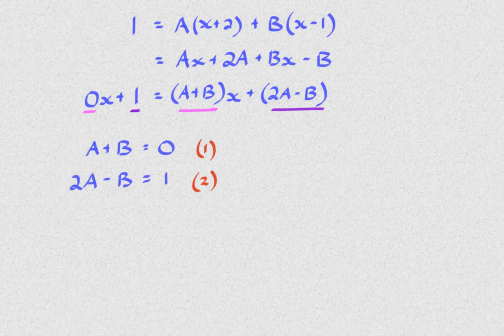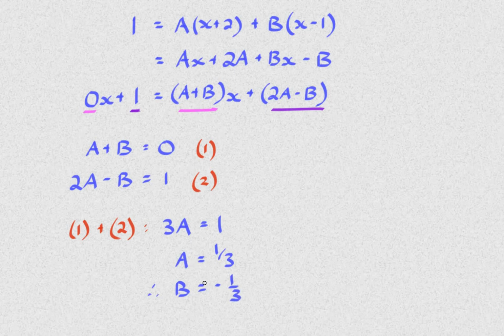There's different ways to do it, of course. One such way is to notice that we have a positive b and a negative b. So if we take both of our equations and add them together, well, that means b and negative b will cancel out. And so we get a plus 2a is 3a, and 0 plus 1 is 1. Therefore, a must be a third. And since we know that a is a third, then we can see b must be negative 1/3.